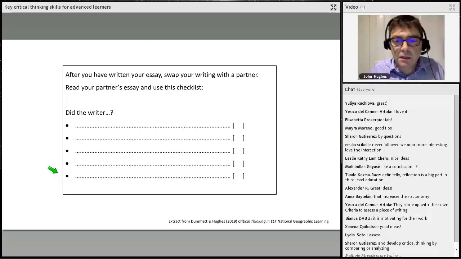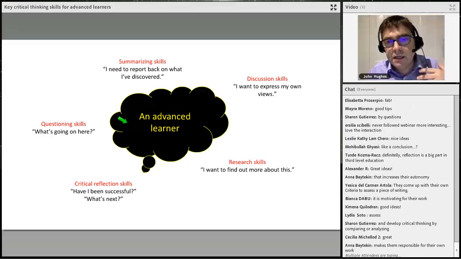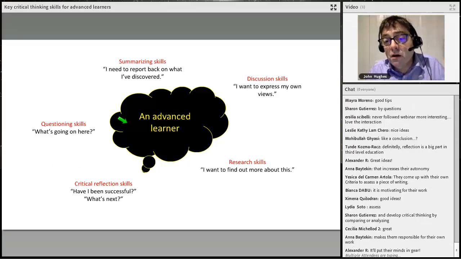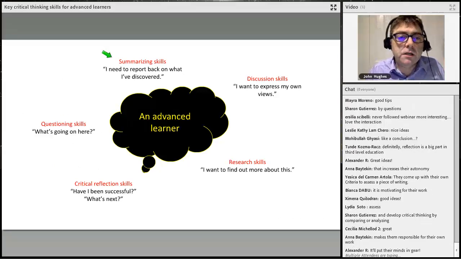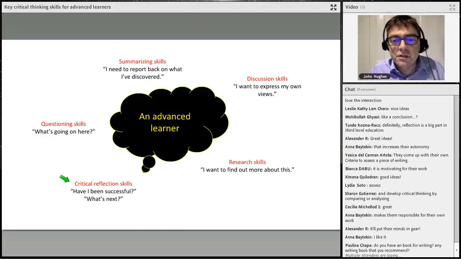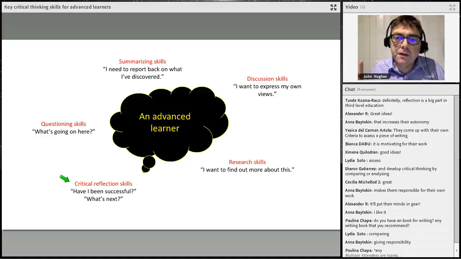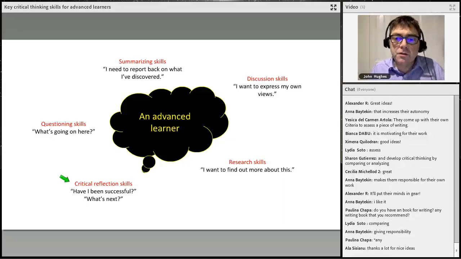Which brings me to the end. We've looked at the advanced learner, and I've said the key critical thinking skills for me, there are others: questioning, summarizing, discussion, research, critical reflection. And there are other critical thinking skills, but I think with advanced students, those are particularly the key ones.